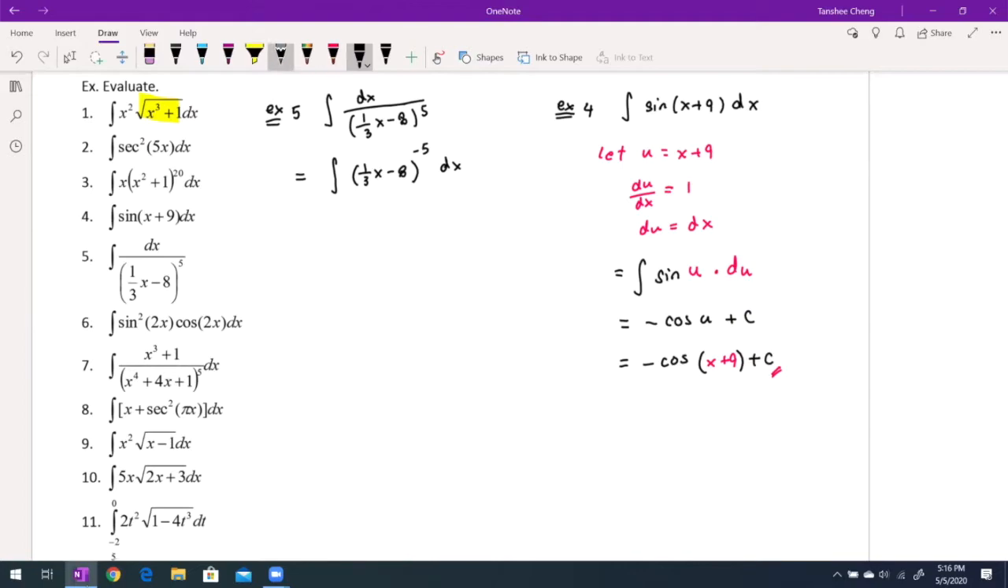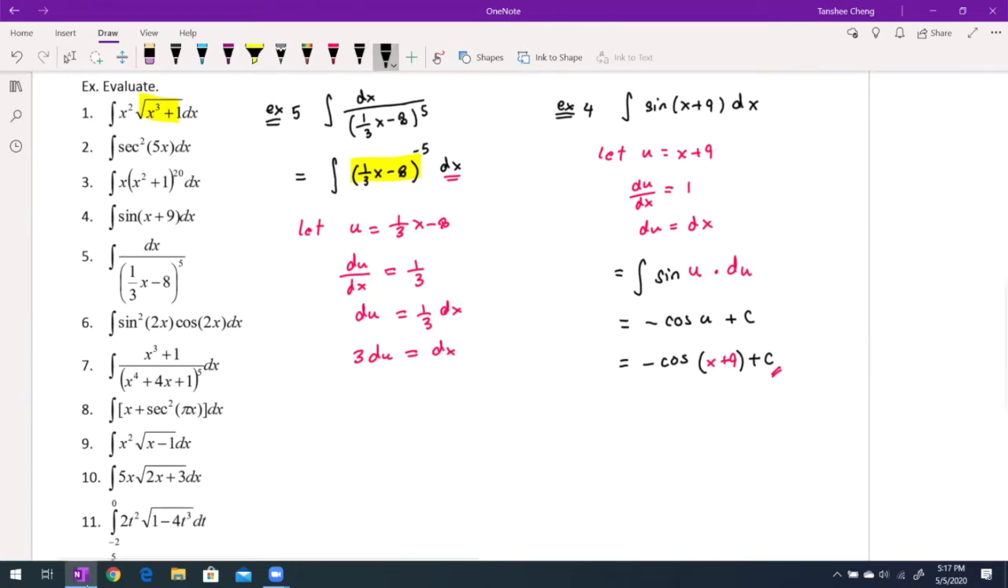From here, you can see that this is a composition function. That's my composition function, so I'm going to let u be equal to 1/3 x minus 8. Right away, I need to think about the derivative of this function, because I have to replace this dx. When you take the derivative, that will be 1/3. So du will be equal to 1/3 dx, and we only have dx, no other extra factor. Therefore, I can manipulate this constant by multiplying both sides by 3.